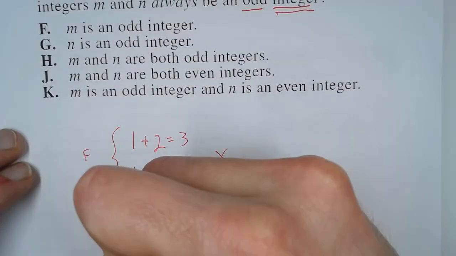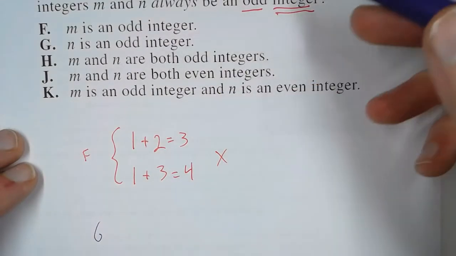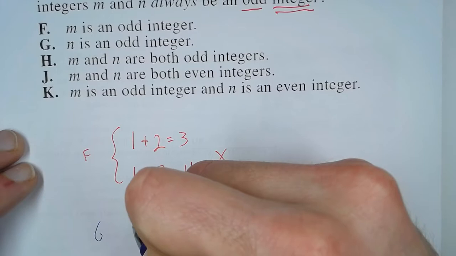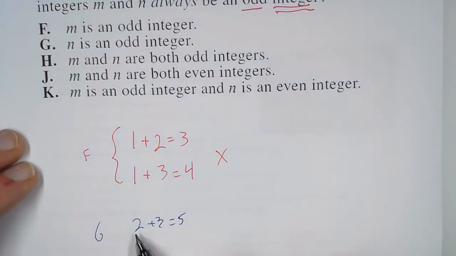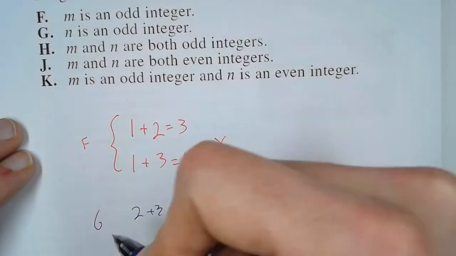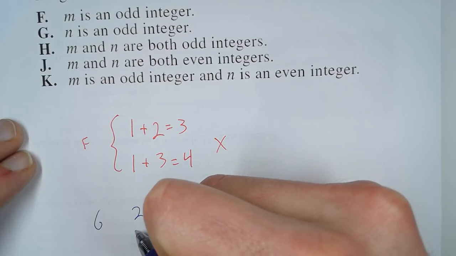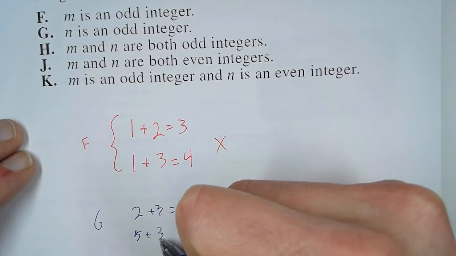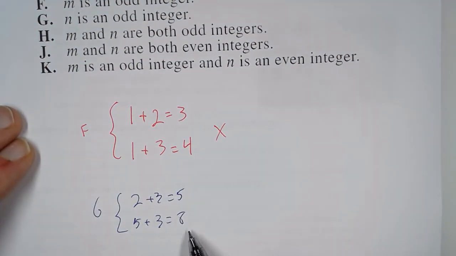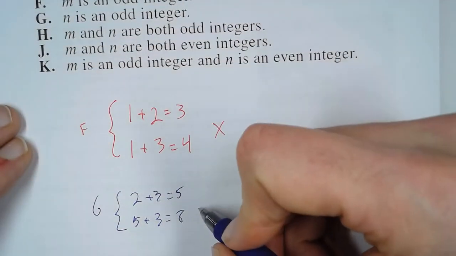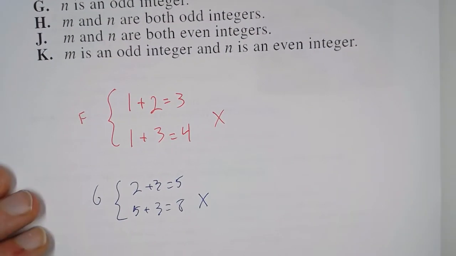Let's try letter G. N is an odd integer. So m could be anything we want it to be. So 2 plus 3 equals 5. So I'm putting 2 in for m and 3 in for n. That worked. What if I put 5 in for m plus 3? We get 8. So we added these up, and no, we don't get an odd answer every time. So as soon as I find an even, I know that that answer doesn't work.